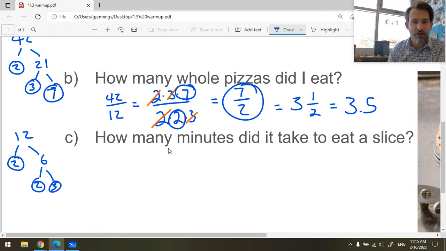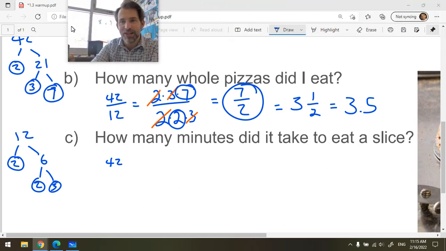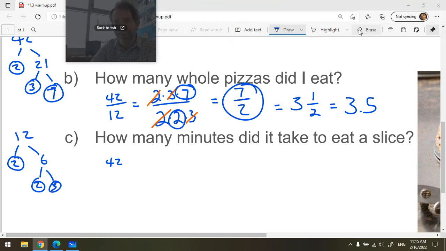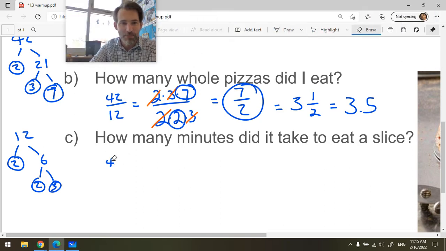Okay, I ate 42 slices. And oops, I don't want to do that there. Let's move my face, which is in the way. Eraser. Okay. And let's get my pen back. I'm going to put 42 on the bottom here because I want to know how many minutes per slice. So that means I put the number of slices on the bottom and the number of minutes on top.